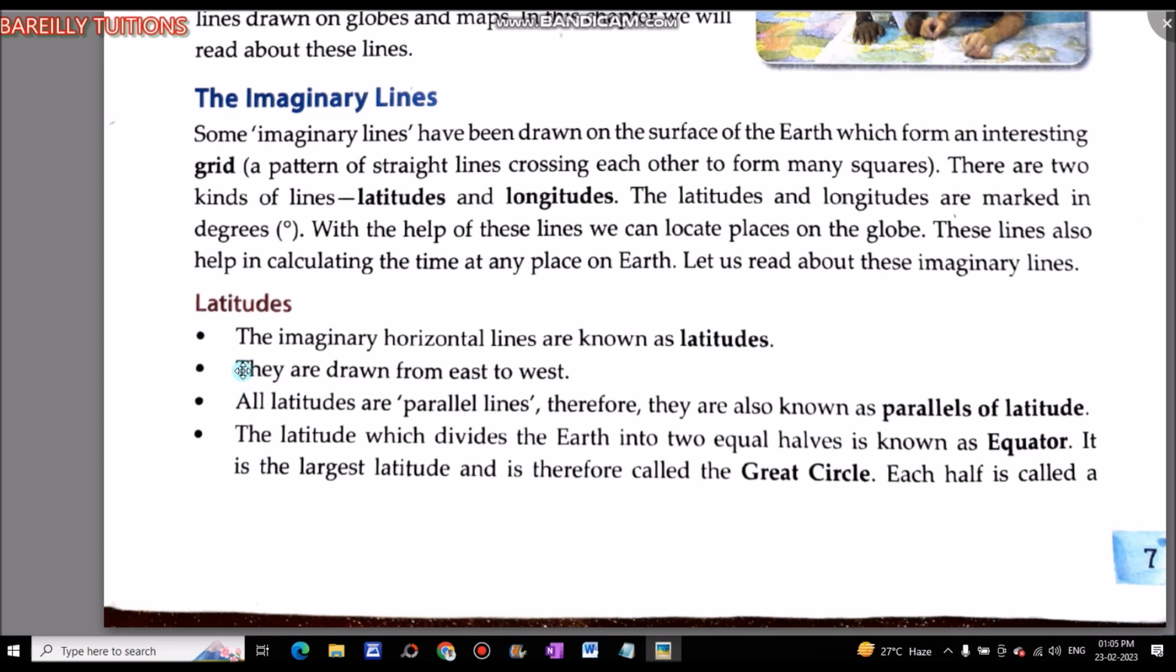The imaginary horizontal lines are known as latitude. They are drawn from east to west. All latitudes are parallel lines. Therefore, they are also known as parallels of latitude. The latitude which divides the Earth into two equal halves is known as equator. It is the largest latitude and is therefore called the Great Circle.